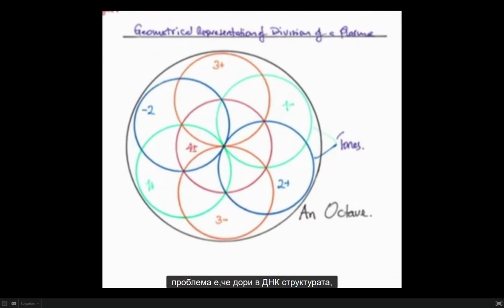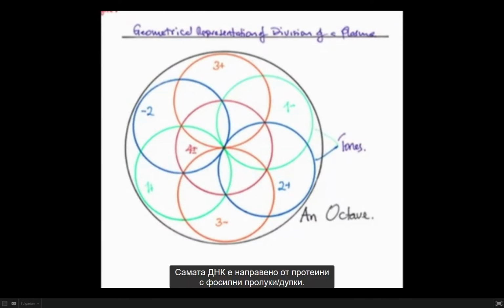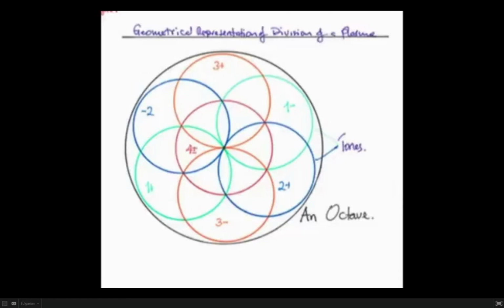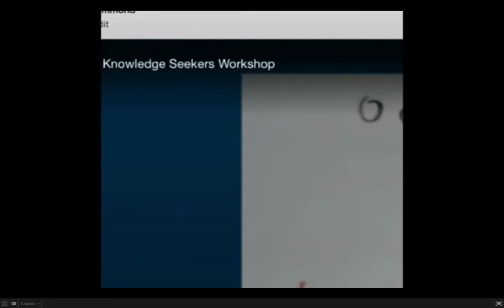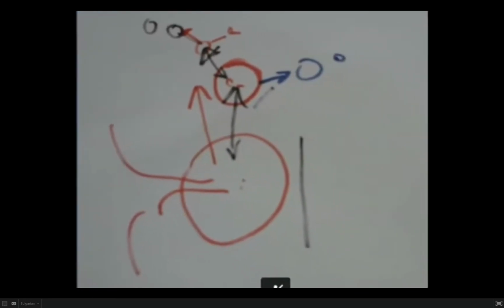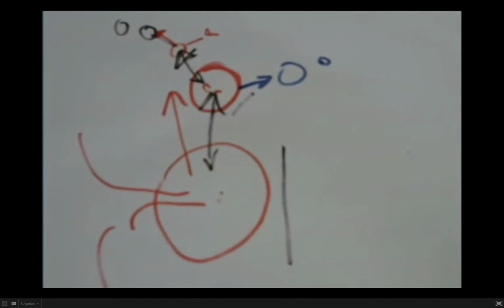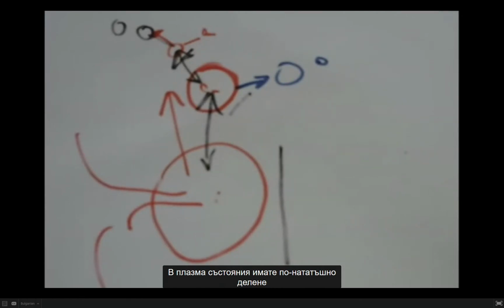The problem is that even in the DNA structure, DNA itself is made of proteins with the phosphor gaps. And that gap and the amino acid structure, the plasmatic structure, creates a balanced plasma, and division of the plasma, as I said, into segments. Totality with two does not complete. In a plasma condition, you have further division, but as I said, it's sub, which is not visible to the eye of man.